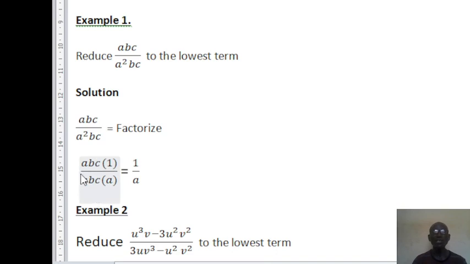Such that ABC can cancel ABC, leaving you with 1 all over A. That's the reason why you have it here. Your answer is 1 divided by A. Hope you are following.